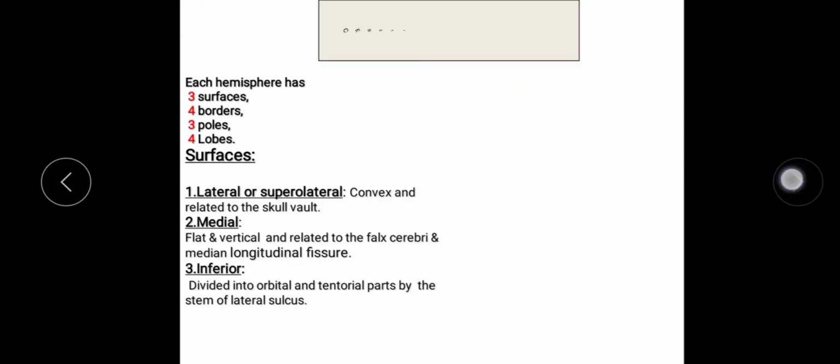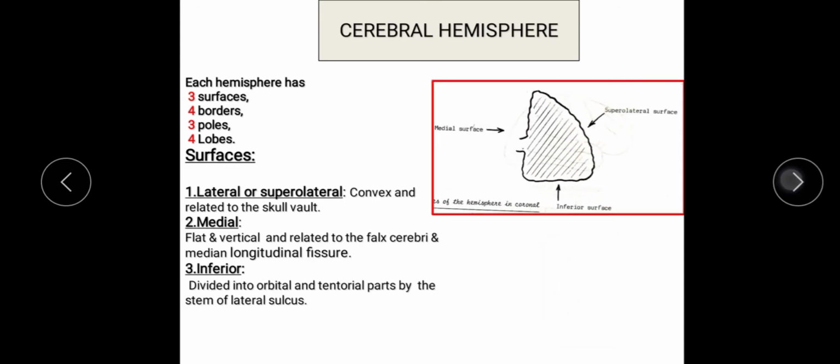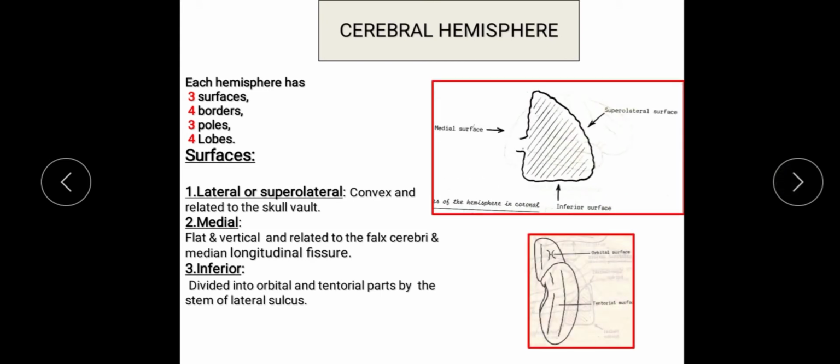Then the external features of each cerebral hemisphere. The cerebral hemisphere has three surfaces, four borders, three poles and four lobes. Surfaces. This one is the lateral surface or superolateral surface. This one is the medial surface. Below is the inferior surface. This one is the inferior surface. These are the line diagrams.